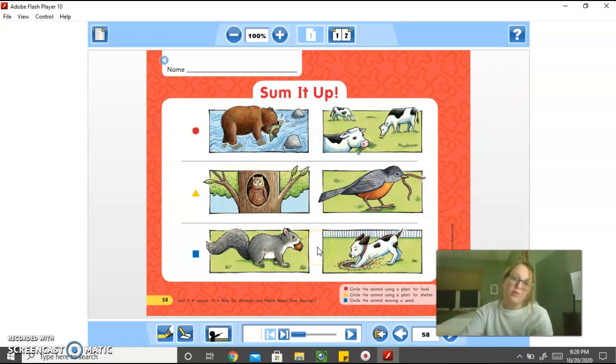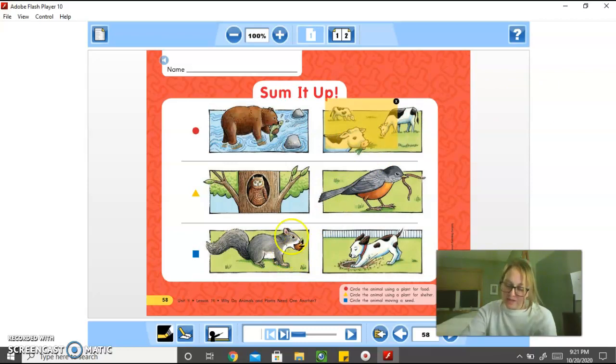So, let's go through our answers now. Up here we wanted to circle the animal that was using a plant for food. And these cows are using plants for food, so we should circle these cows right here. I'm going to put a square there.